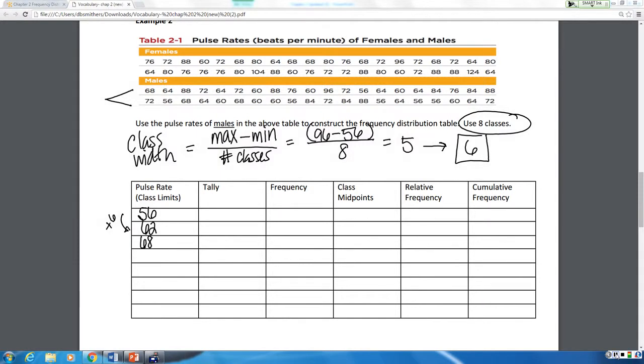68, right? So that you guys should have 74. I'm going to help you out here. 80, 86, 92, I need 1, 2, 3, 4, 5, 6, 7. Oh, I gave you the right number. 8 classes, okay.